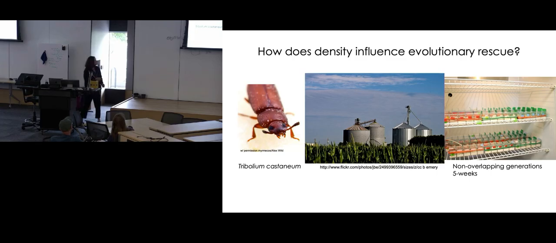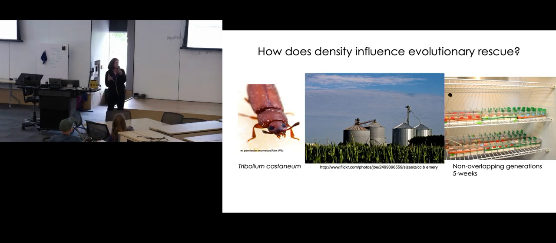And so here's its habitat in the wild. Grain silos, essentially. And here is its habitat in the lab. We can grow it in these little boxes where we have media that is like flour mixed with yeast. We use non-overlapping generations in our experiments just because that makes it more tractable for combining with modeling. Their generation time is short, but nothing like a yeast or a bacteria. It's 5 weeks. 5 weeks can feel very long if you're doing multiple generations.